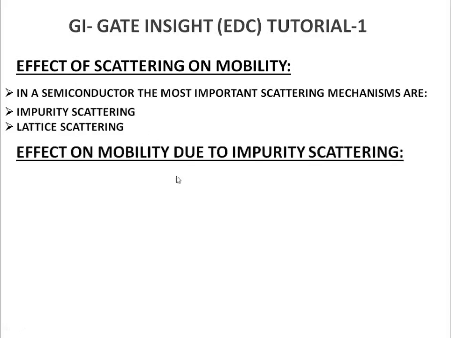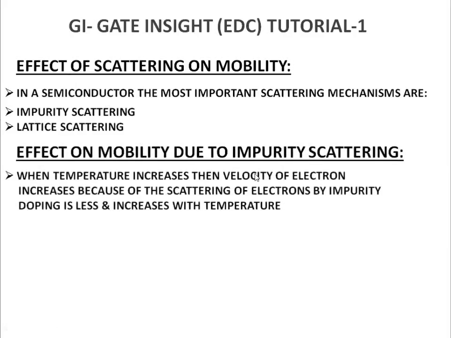Now we are going to study the effect of scattering on mobility. In a semiconductor, the most important scattering mechanisms are impurity scattering and lattice scattering. There is one more, surface scattering, that is out of our syllabus. We are only going to study impurity scattering and lattice scattering. So now we are going to see the effect on mobility due to impurity scattering.